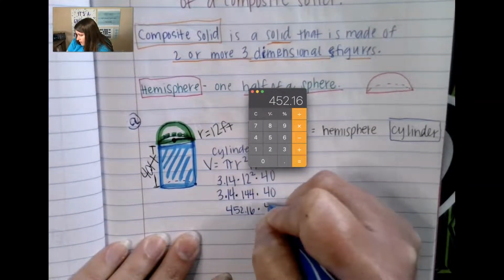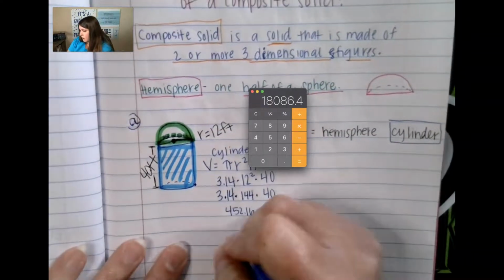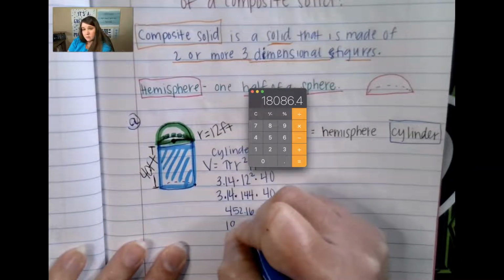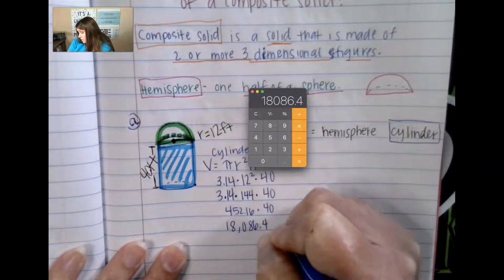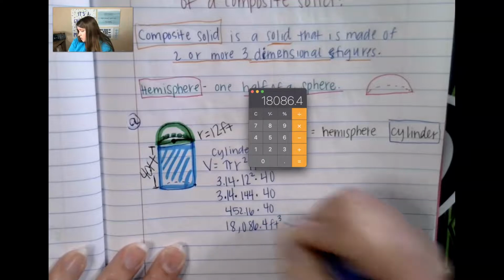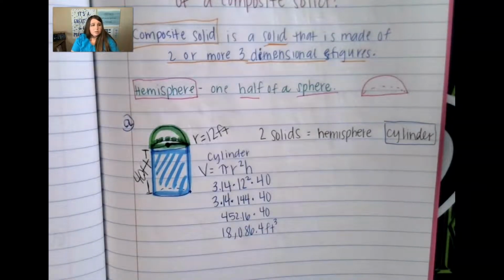We're going to multiply that by 40. So we're going to times that by 40. And that's going to give us a total of 18,086.4 feet cubed. Okay, so now our job is going to be to find the hemisphere.